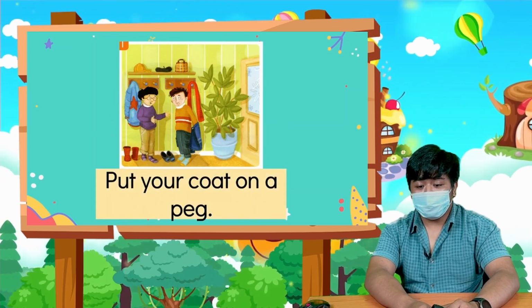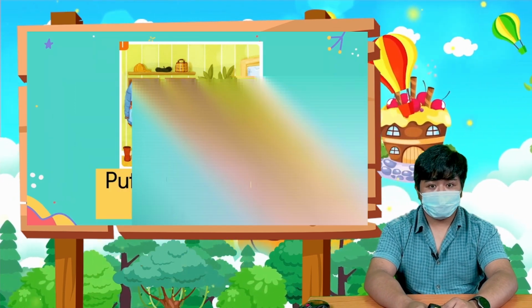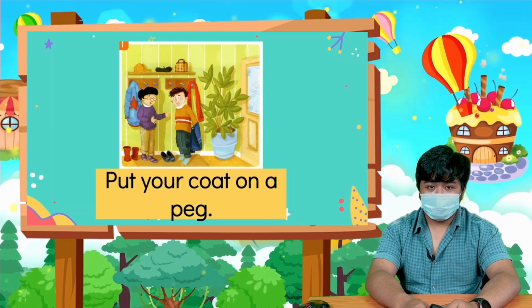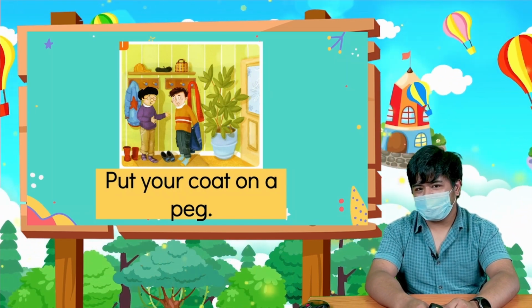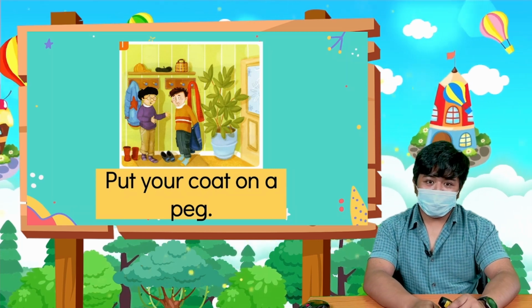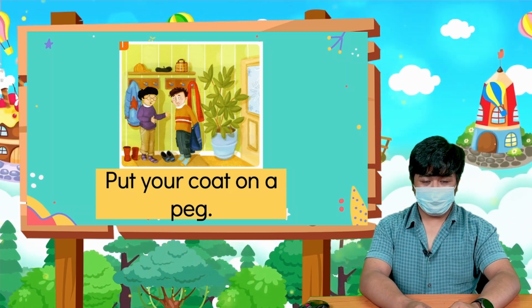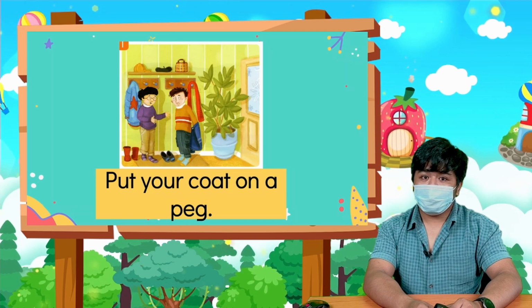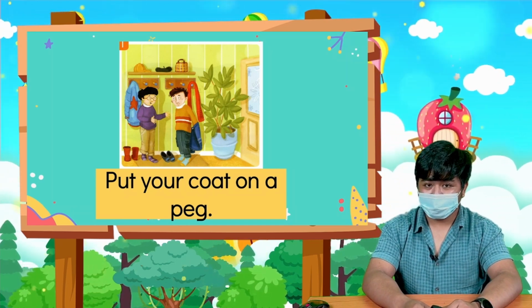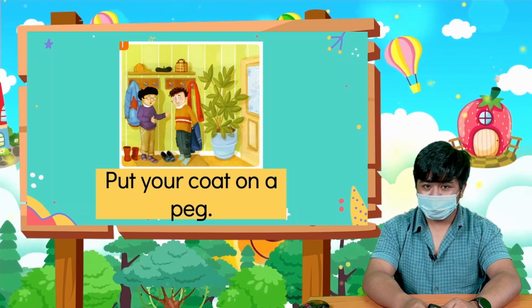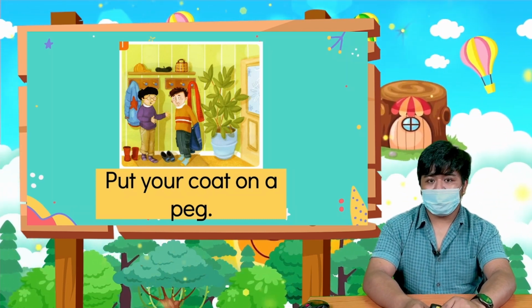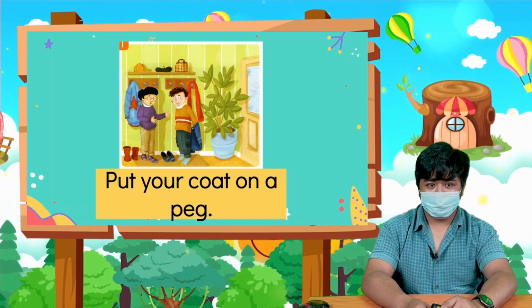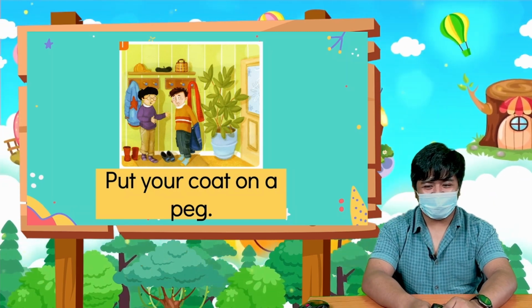Put your coat on a peg. Oh, come on. Say it nice and clear, please. Put your coat on a peg. One more time. Put your coat on a peg. Lovely. Next.